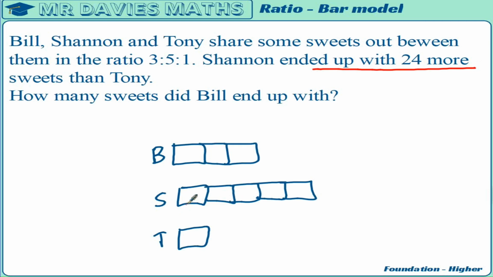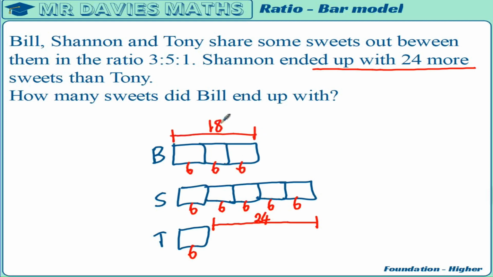So Shannon and Tony, this is the representation between Shannon and Tony. So Shannon got 4 extra boxes than Tony. So if those 24 results in 6 in each box, because 6 plus 6 plus 6 plus 6 is 24, therefore there's 6 in every single box. So now I can figure out that Bill ended up with 18 sweets. Shannon had 24 there, but in total she would have had 30 sweets, and Tony, nice and easy, 6 sweets.